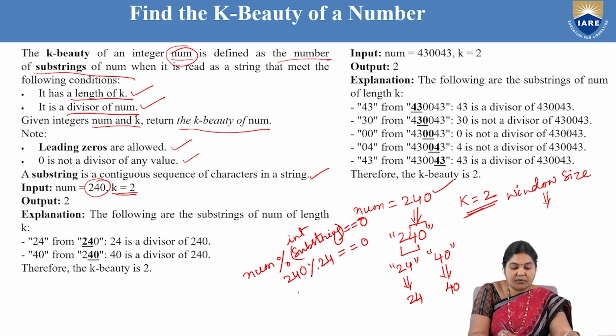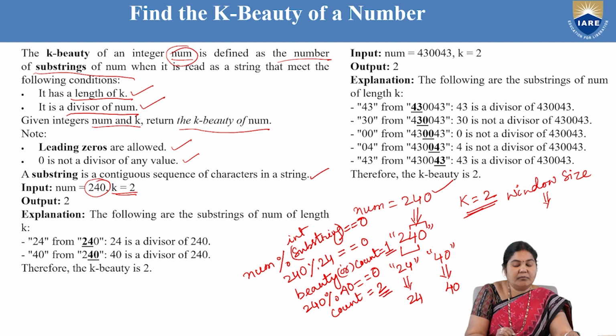Yes. If it is equal to 0, then take a variable beauty or k or count, whatever, and you do count plus plus. So 1 beauty, you got it. Again, next time, is 240 divisible by 40 or not? Yes, it is divisible. Then our count or beauty variable will be incremented again, count plus plus. That is 2. So how many beauties are there? Which is nothing but the count value. So there are 2 beauties in this example.